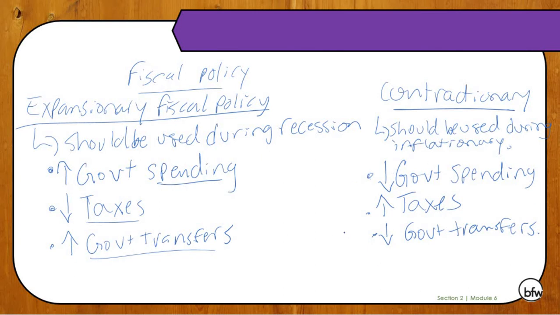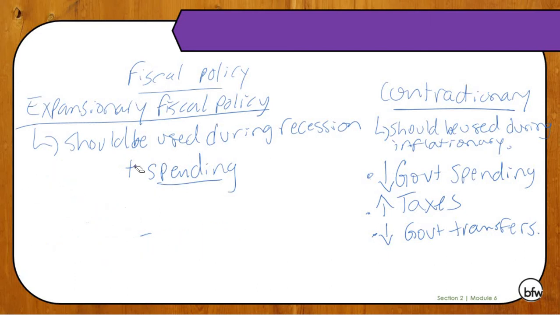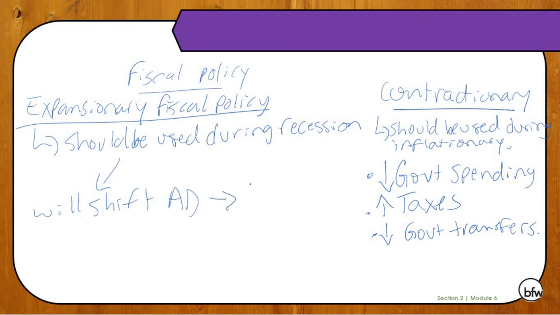All right. Now, expansionary fiscal policy will shift aggregate demand to the right, and the opposite is true for contractionary. This will shift aggregate demand to the left.